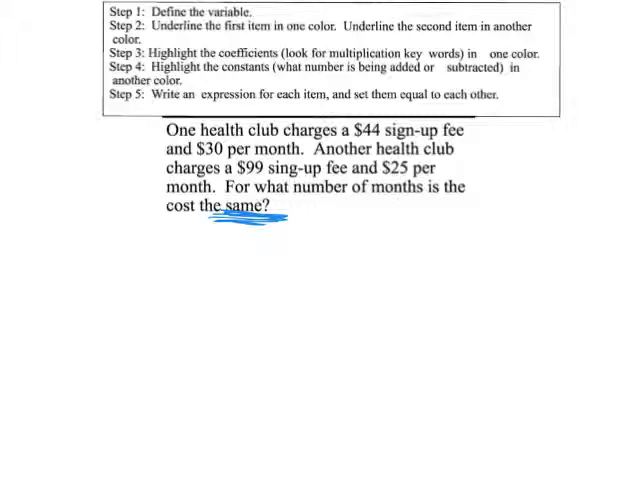Okay? All right, so let's go here step by step. Step 1, define the variable. What are we looking for here? What is it asking us? It says for what number of months. So that means that our variable, and I'm going to use X, you can use whichever letter you want, is the number of months.